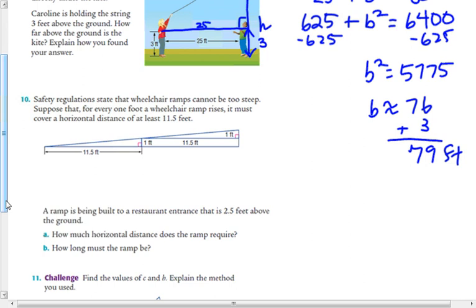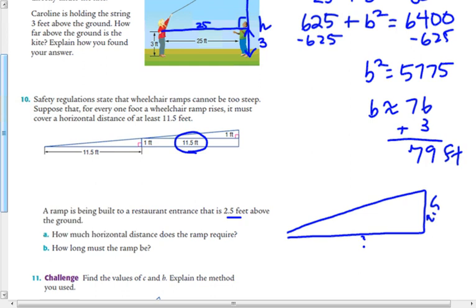So for every 1 foot, we need 11.5 feet. So let's just kind of draw this ramp out here. And we know that it has to go 2.5 feet here, 2.5 right there, because it's 2.5 feet above the ground. How much horizontal distance does the ramp require? So basically, we're trying to figure out this part right here now. And we know we need to go 11.5 feet for every 1 foot up it rises.